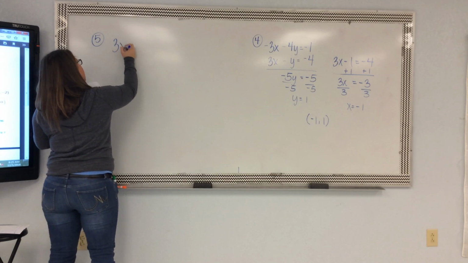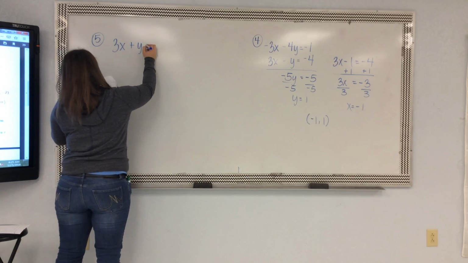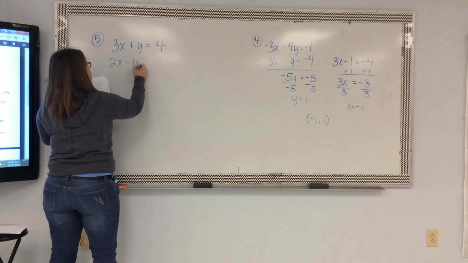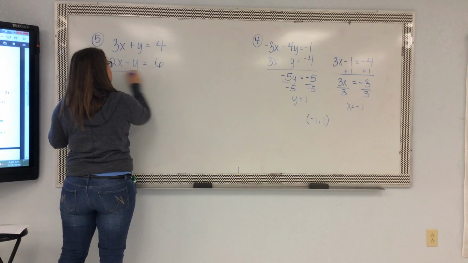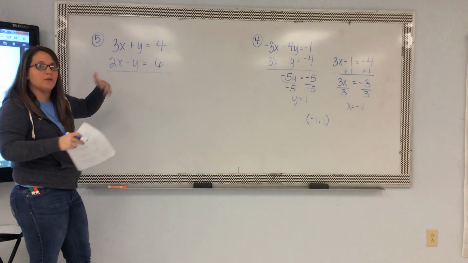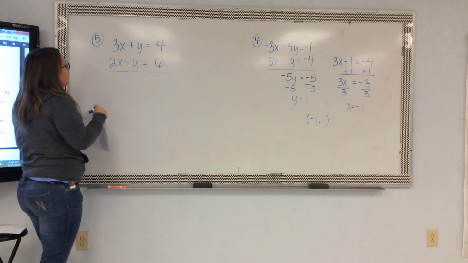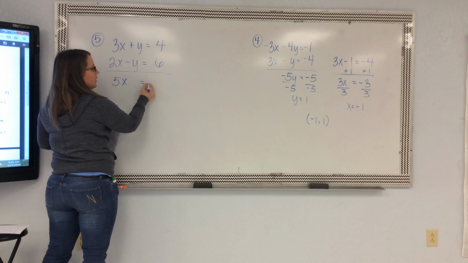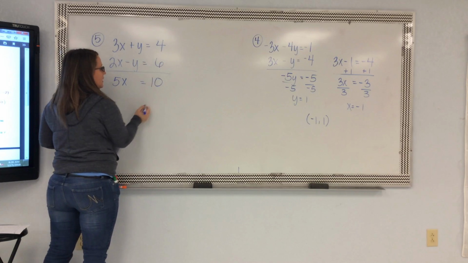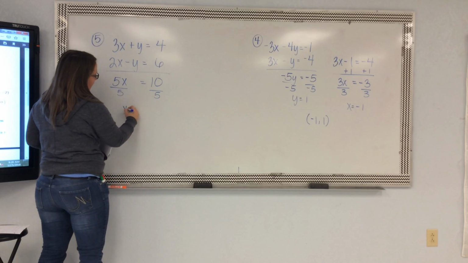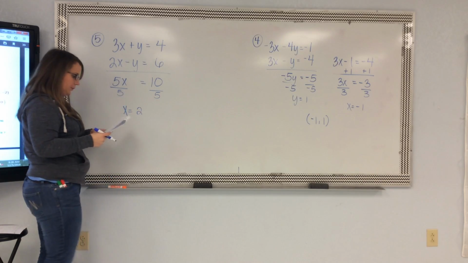3x plus y equals 4. 2x minus y equals 6. I have a 3x and a 2x, but I have a plus y and a minus y, so they're going to cancel each other out. So 3x and 2x is 5x. The y's cancel each other out. A 4 and a 6 gives me 10. So I'm going to divide both sides by 5, and x is equal to 2.